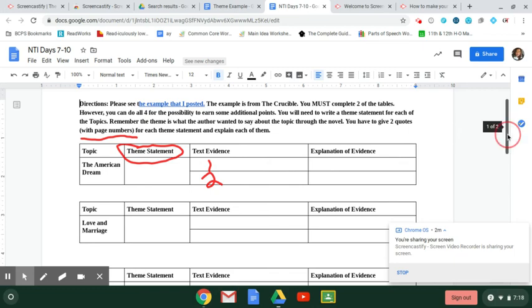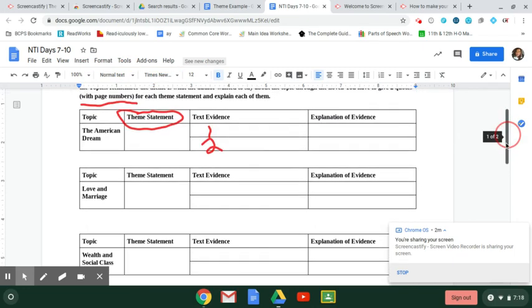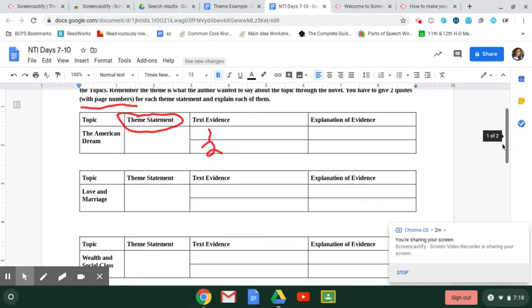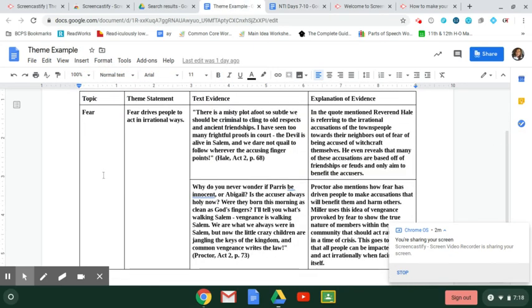These are the two documents that you can use. This one right here is where you will type your work. And this one right here is a good example of what the writing should look like.